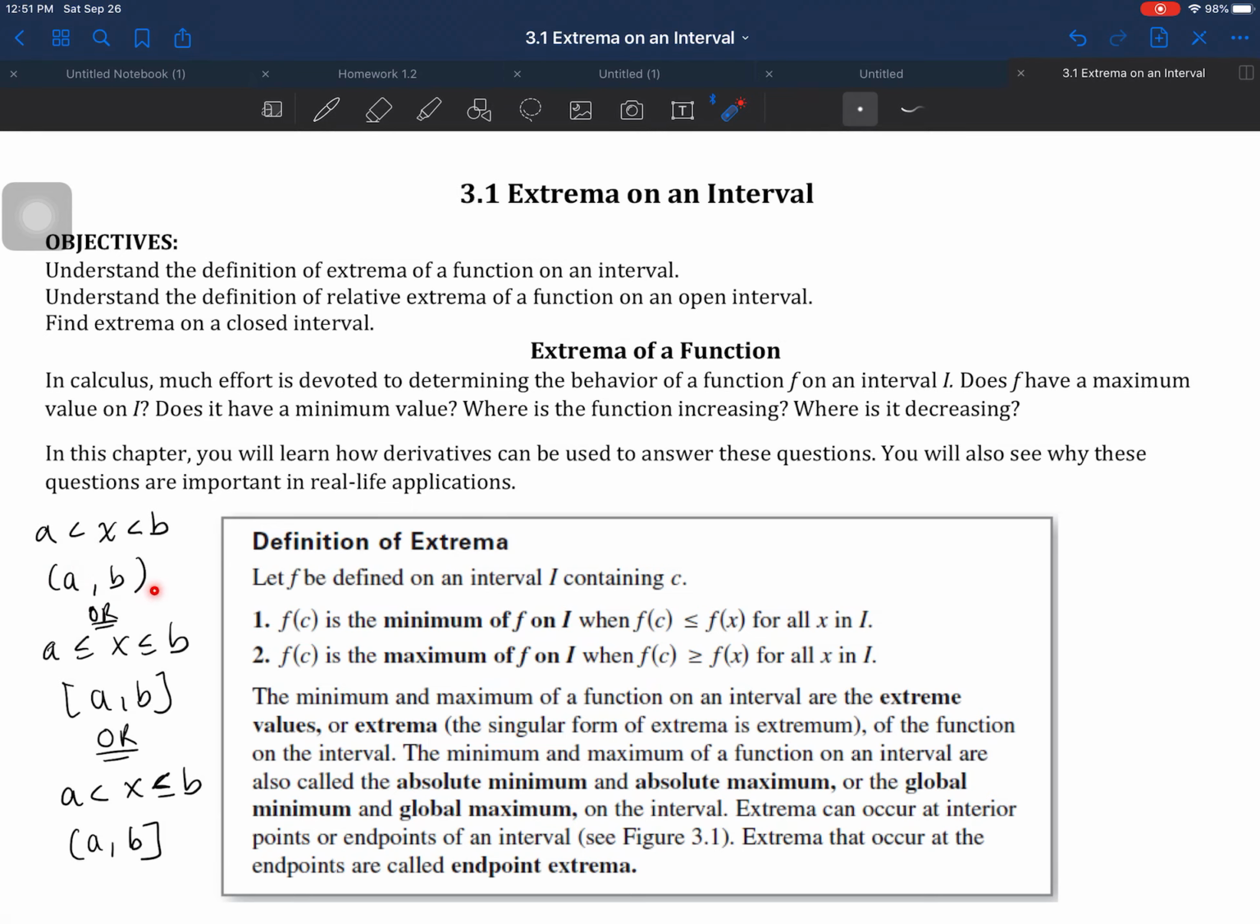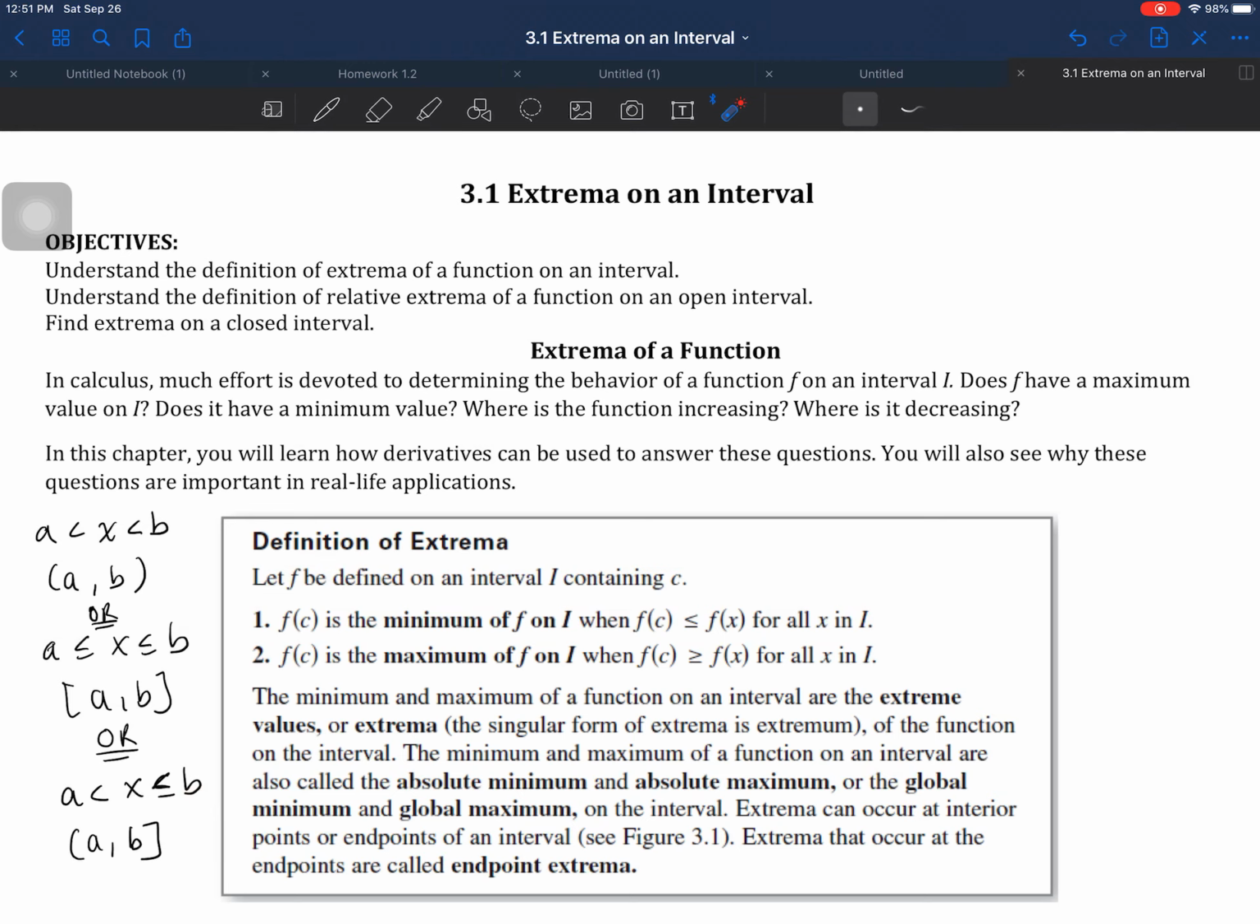So therefore, we can describe this interval with parentheses. Or we can say that x is between a and b, but x can be a and x can be b, and in that case, we'll put brackets. Or we can say that it is halfway: x is strictly greater than a, but x is less than or equal to b. That way we're going to have a parenthesis and a bracket.